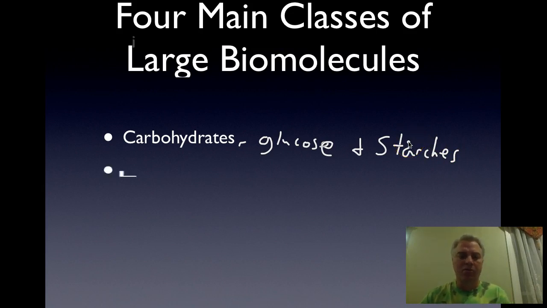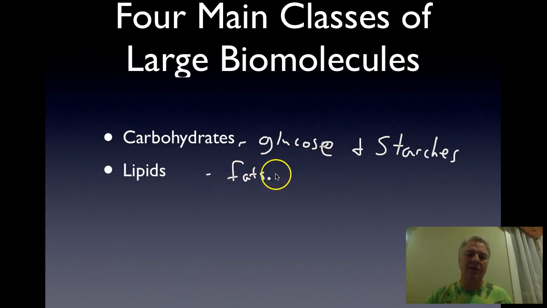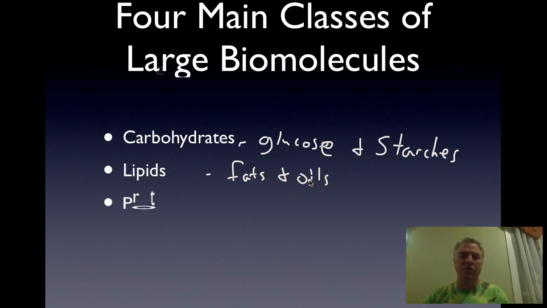The second group that we're going to mention, and it will be in the second part, is lipids. Good examples of lipids are fats and oils. The third one that we're going to deal with is proteins. Hopefully we'll get that in the second part too.